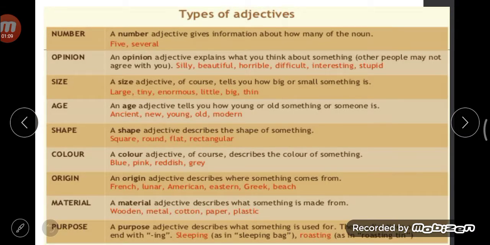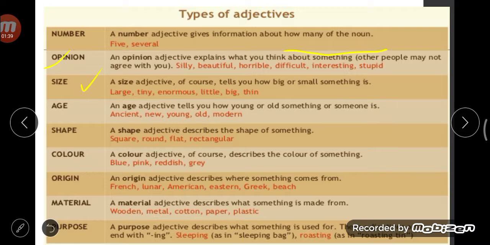There are some types of adjectives. Number: a number adjective gives information about how many of the noun, like several, five, many, few. Opinion adjectives tell or explain what you think about something. Maybe it's silly, beautiful, horrible, difficult, interesting, or stupid.